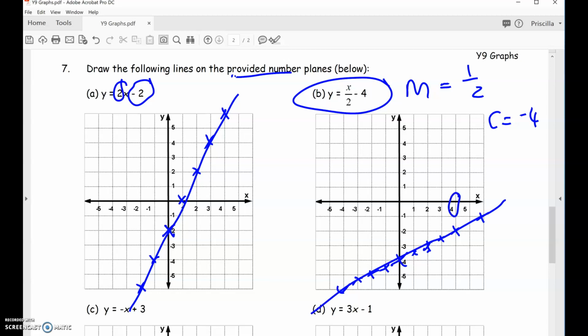Now let's see, when x is 4, 4 divided by 2 is 2. 2 minus 4 is -2. That's correct, so I'm happy. And my y-intercept, I'm all good with that.